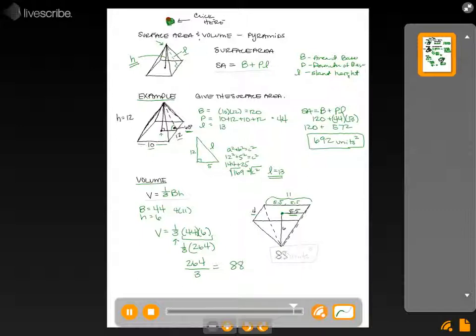So our volume here is 88 units. Make sure we put the right exponent up there. Cubed, because we're talking about volume. Okay? Now, those are typical examples you'll see when you're finding the volume and the surface area of pyramids. You do need to know the formulas, so make sure you know that surface area is big B plus perimeter times slant height, and the volume is 1/3 BH.